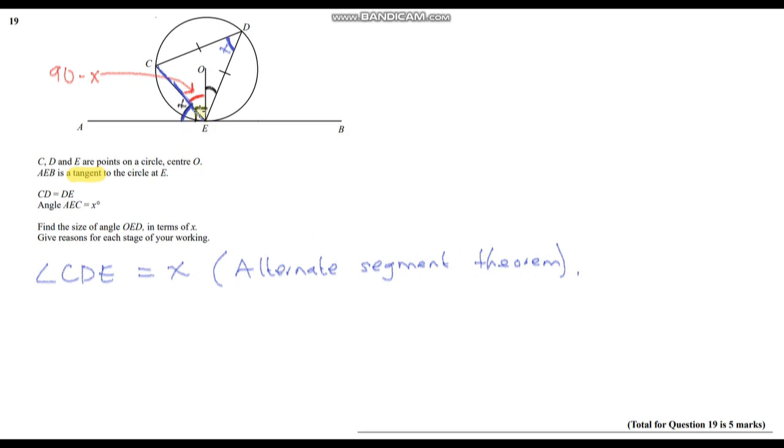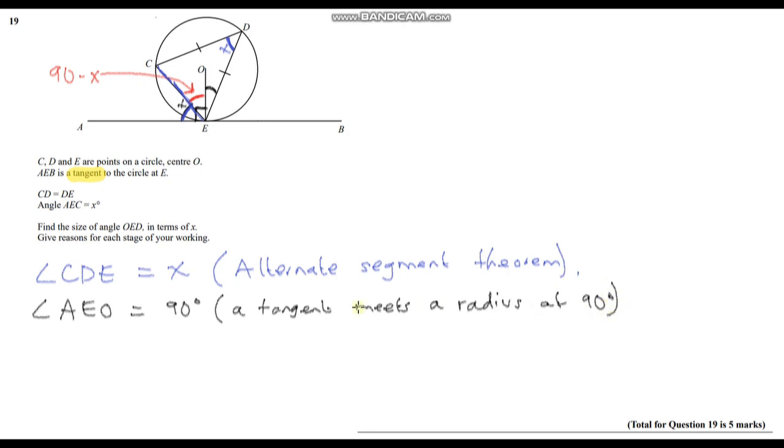Okay, we also do need a reason for this. I forgot to give the reason. So we need also angle AEO. Angle AEO is equal to 90 degrees, and that's because a tangent meets the radius at 90 degrees. So let's make sure we include that as well.